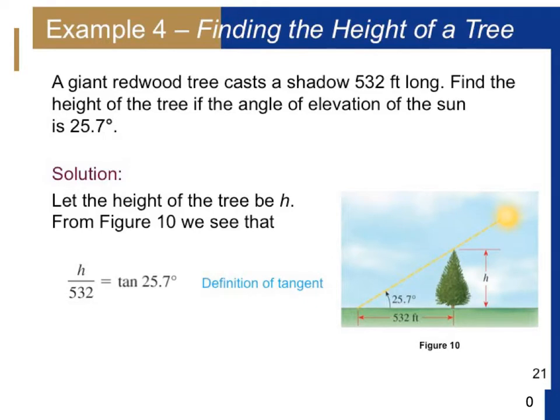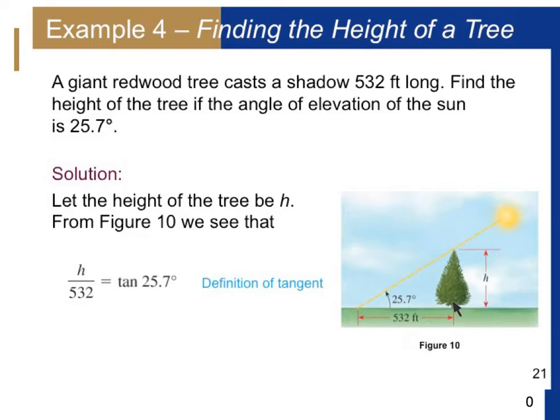So let's say we have this tree, a giant redwood tree, and it casts a shadow on the ground that's 532 feet long. Now, we talk about the angle of the sun. It's going to form an angle of elevation that makes the shadow go this way. So the sun's going like this on the tree, and it casts a shadow that goes like this, 532 feet long, and the angle of elevation of the sun from the ground is 25.7 degrees.